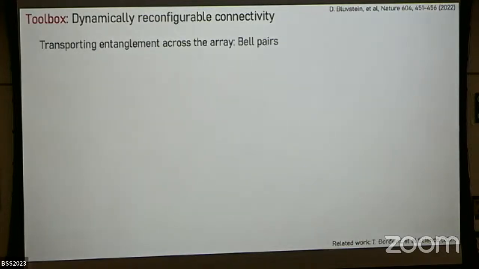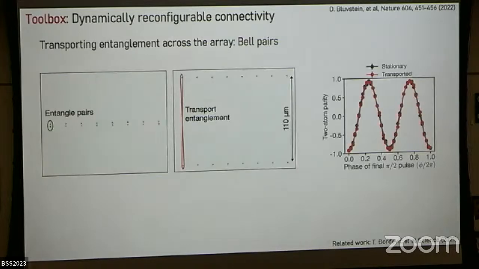And let me first of all demonstrate that we can do this while maintaining coherence in our atoms, because you could wonder, okay, you entangle your atoms and now you start to move them around, don't you mess up their quantum states? So the first demonstration is the following. We prepared 2 rows of atoms. We entangle them in pairs, and then we move the 2 atoms in each pair away from each other by about 100 microns. And then we measure the fidelity of the Bell state before and after the movement.